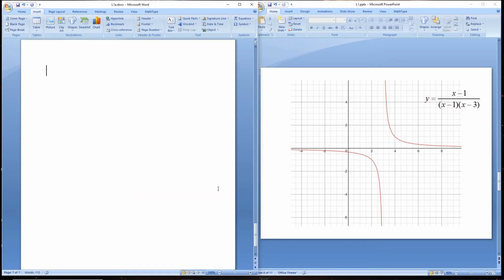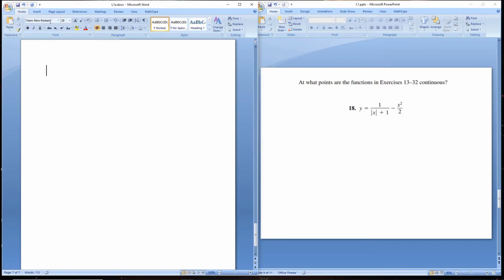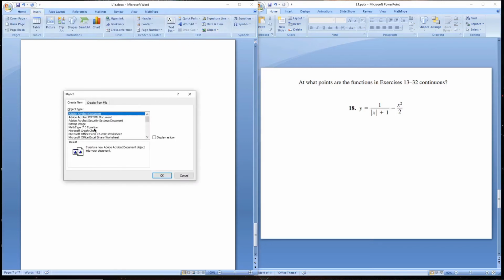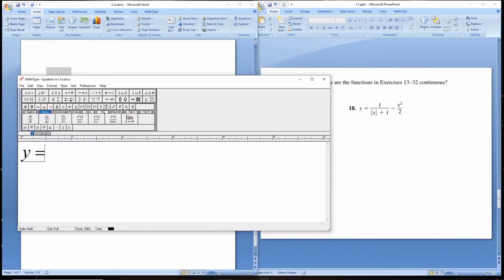So let's check out another one. At what points is this function continuous? So we're first going to look where it's discontinuous. And let's take a look at what that function is. So what are we looking for here? We're looking for division by 0. And is there division by 0?